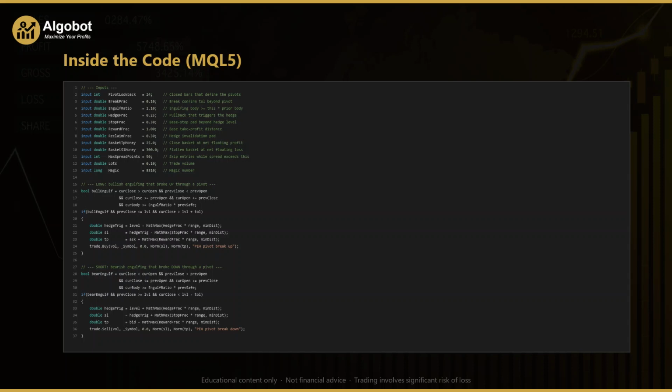Bear engulf checks for a bearish candle engulfing a prior bullish one. When the previous close was at or above the level and the current close is below it minus the tolerance, the strategy sets the hedge level, the stop loss above it, and the take profit below entry, then calls trade.sell. Both sides share the same structure, only the direction flips. That symmetry is what keeps the logic clean and easy to audit.